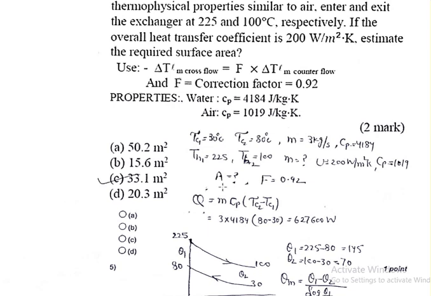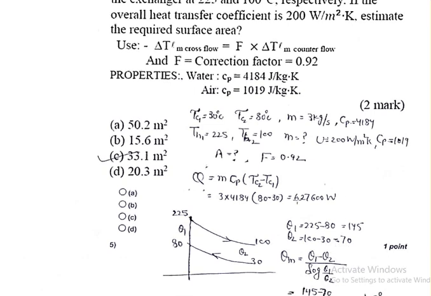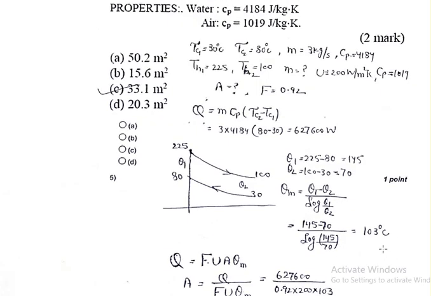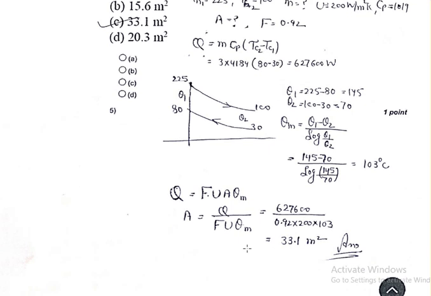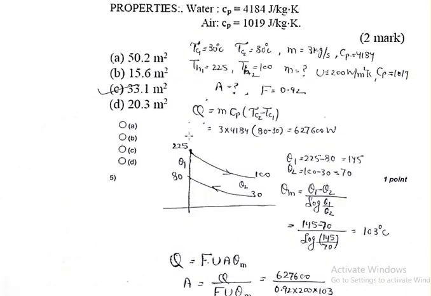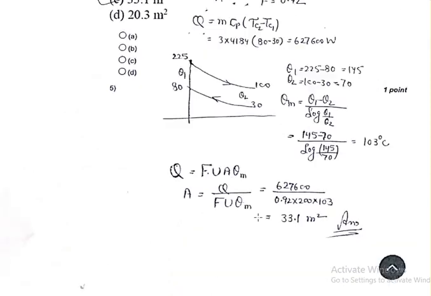First we will calculate the total heat transfer from the hot fluid to the cold fluid. It will be m Cp (Tc2 minus Tc1). So you will get 627,600 watt. Then we will calculate the logarithmic mean temperature difference again. You will get 103 degrees centigrade. Then the same formula as we applied in question number 3, F U A theta m. So A we will get 33.1 meter square. So the right answer is C, 33.1 meter square.